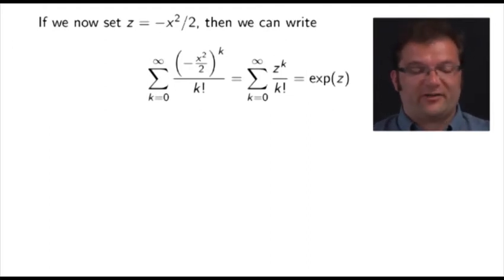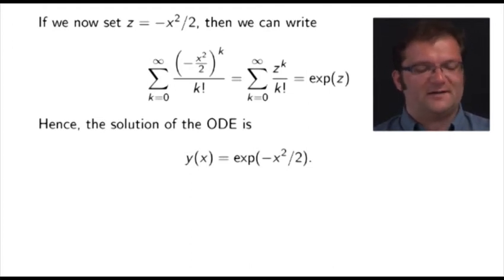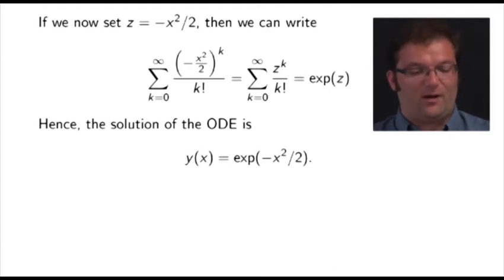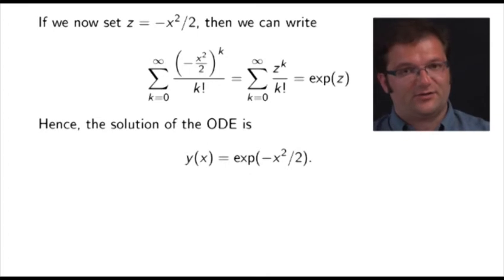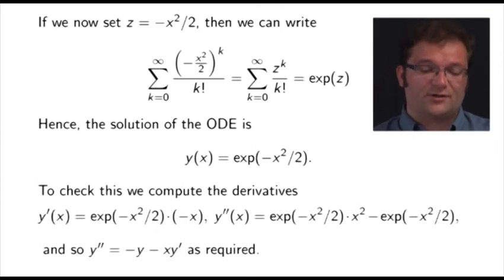So now we make a little back substitution. We know what z is. z is -x²/2. So the solution is actually y(x) = exp(-x²/2). Now we've got a function in explicit form, y of x is some function of x, an exponential function. We can actually check that it is a solution of the equation. You can easily check that the initial conditions are satisfied by this function.